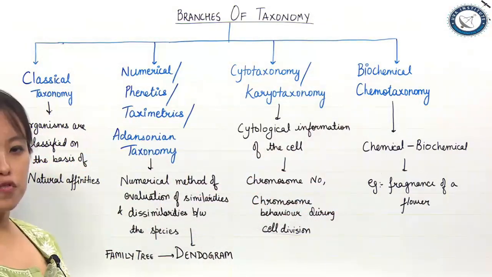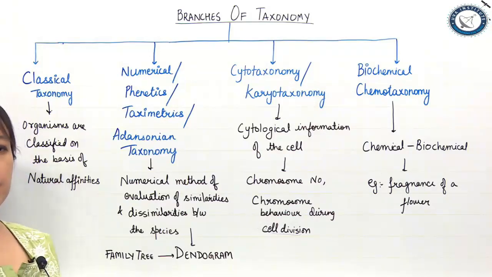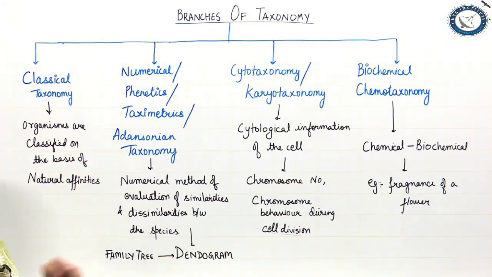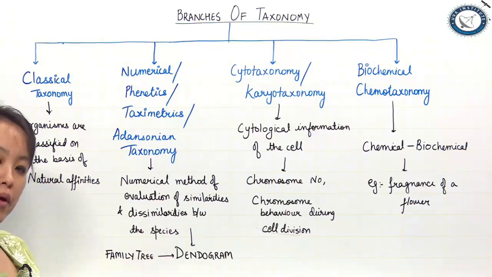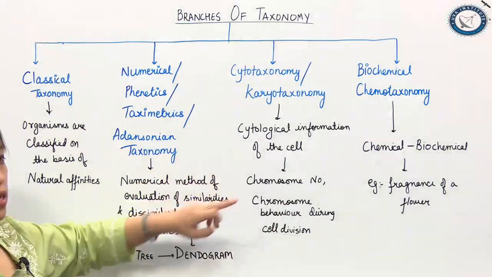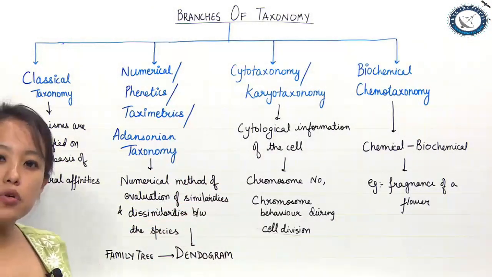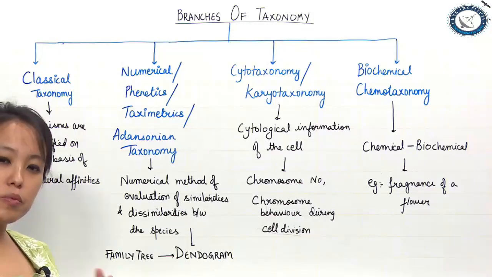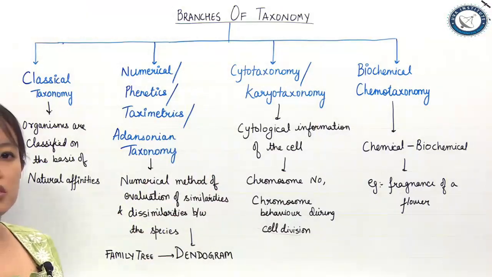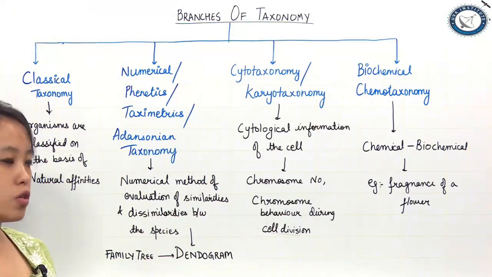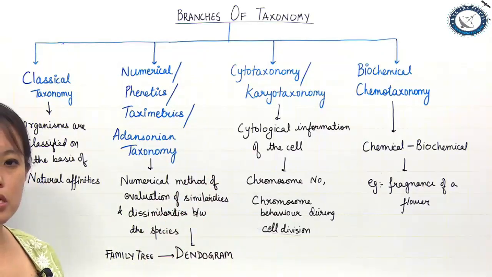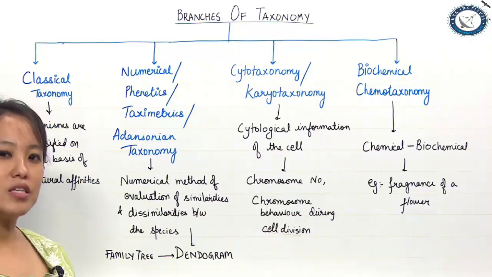So these are the branches of taxonomy. Let me have a quick review about it. If there is natural affinity, that would be the classical one. On the basis of dendrogram, number of similarities and dissimilarities between the species, numerical one. And if I'm dealing with cytological evidences like your chromosome, which is very crucial because it carries information from one generation to another generation, I will be talking about cytotaxonomy or karyotaxonomy. Then I have biochemical chemotaxonomy, where dependency is on the chemical behavior or nature.